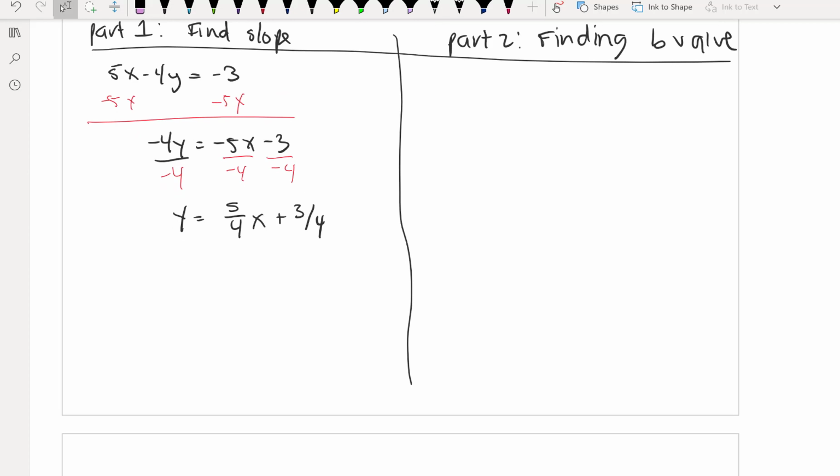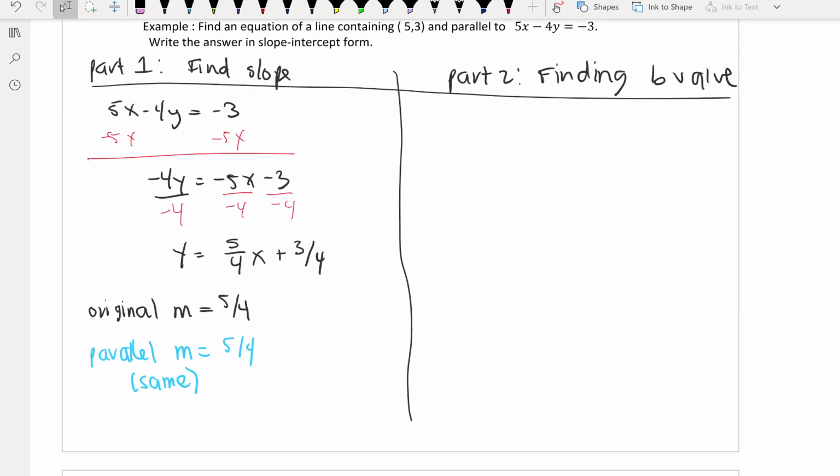So now I can say my original m is going to be 5/4. So my parallel m is going to be 5/4 because it's going to be exactly the same. That's what it means for it to be parallel.